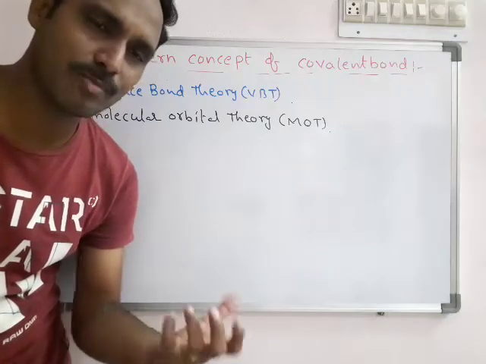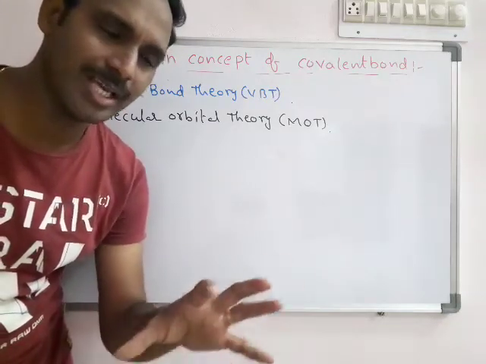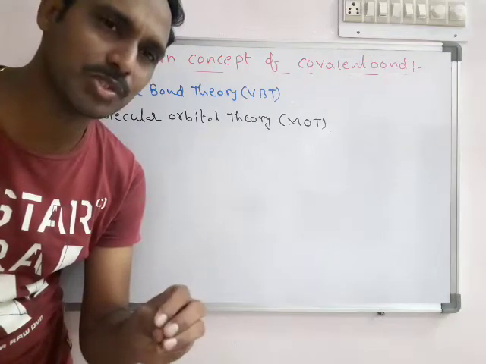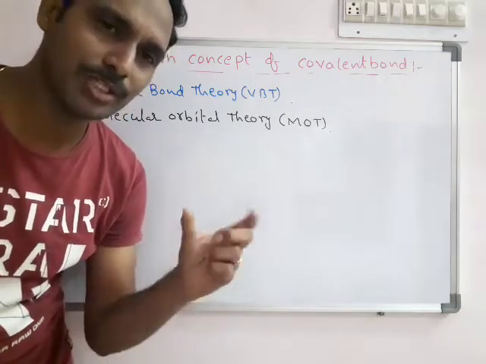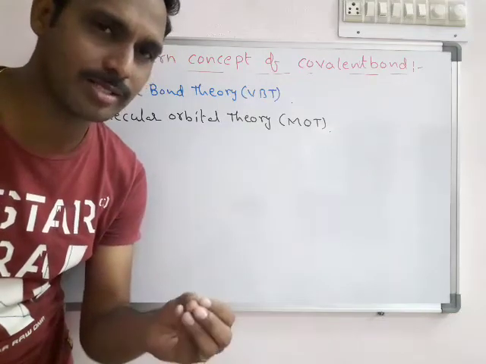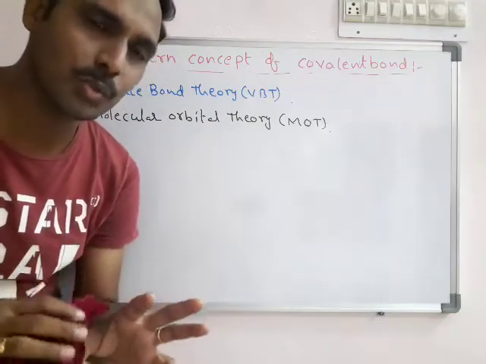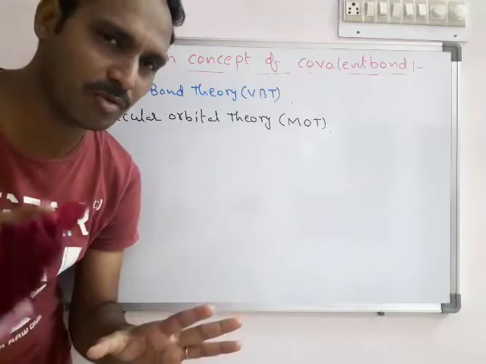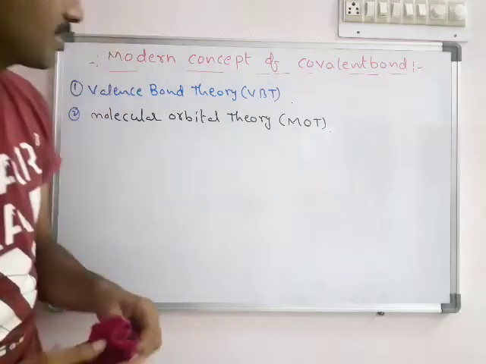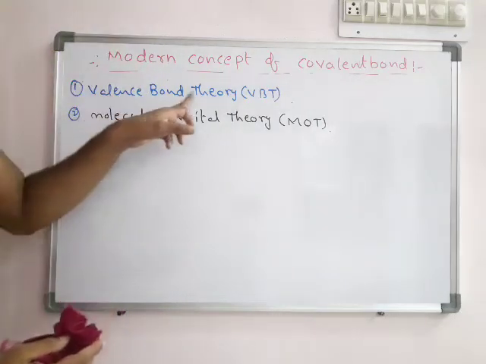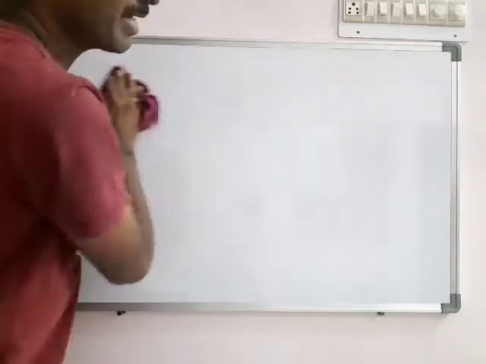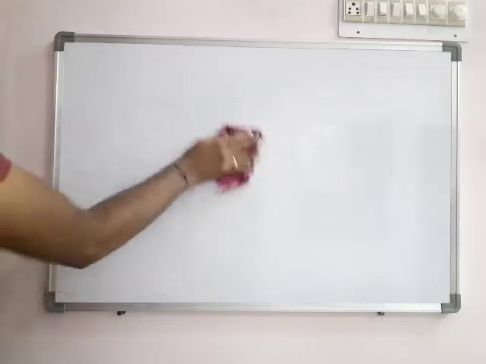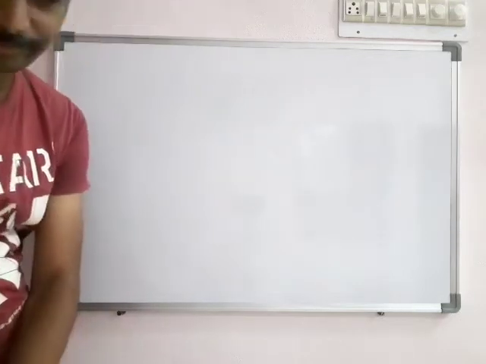But it has some drawbacks. If we follow the octet rule, we are unable to explain some points. To overcome those points, other scientists gave new concepts and new rules for the formation of a covalent bond. So today we discuss valency bond theory. It is a very important theory which explains the covalent bond in a different way.